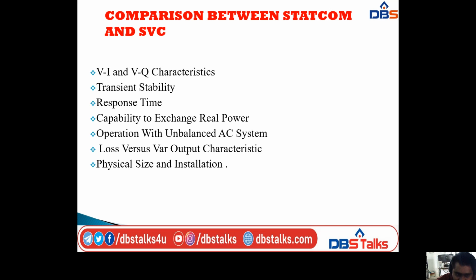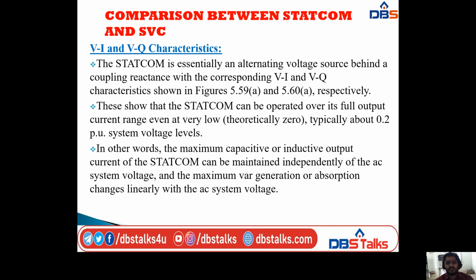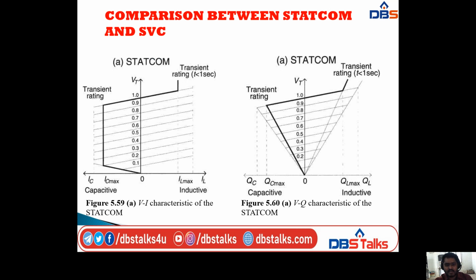Comparisons between SVC and STATCOM. Firstly, I am taking VI and VQ characteristics. The STATCOM is essentially an alternating voltage source, as you already know. It is an alternating voltage source behind a coupling reactance, with the corresponding VI and VQ characteristics, that is voltage-current and voltage-reactive power characteristics, shown in these diagrams.